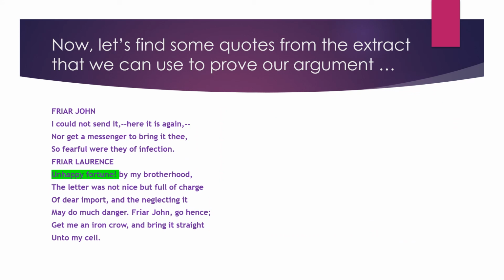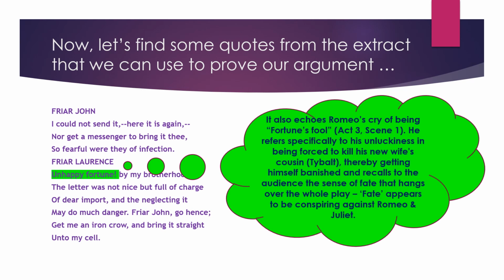And if you thought I had finished, you're wrong. I've still got more to say. I am going to argue that this also echoes Romeo's cry of being, quotes, "fortune's fool" in Act 3, Scene 1. He refers specifically to his unluckiness in being forced to kill his new wife's cousin, in brackets Tybalt, thereby getting himself banished, and recalls to the audience the sense of fate that hangs over the whole play. Fate appears to be conspiring against Romeo and Juliet.